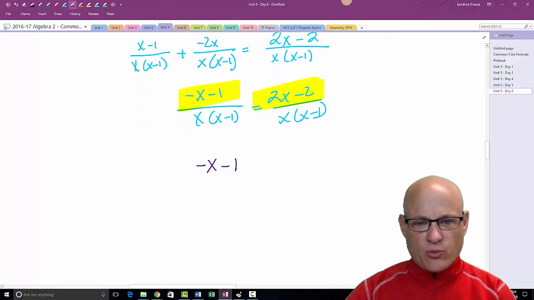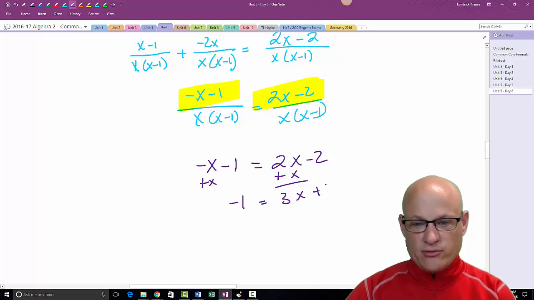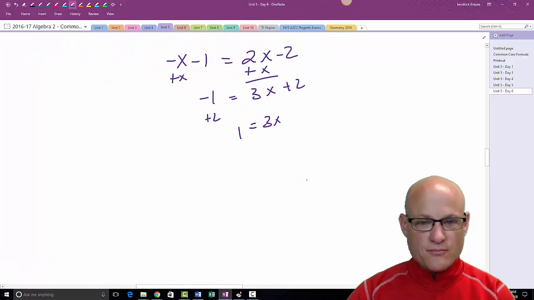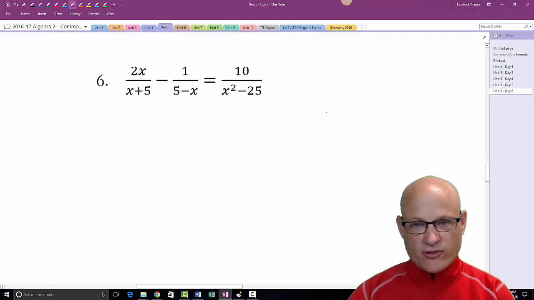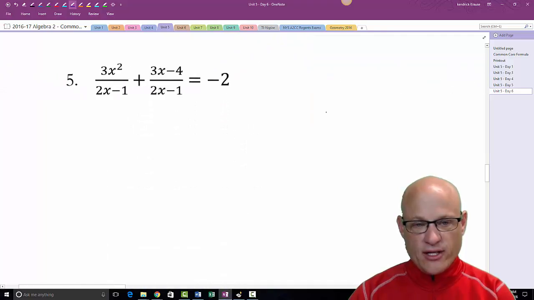Negative x minus 1 equals 2x minus 2. We'll add x, and I get negative 1 equals 3x, add 2, I get 3x equals 1, or divide by 3, I get x equals 1/3. Oh no, Mr. Krause, it must be wrong, it's a fraction. Fractions are your friends, kids. All right.